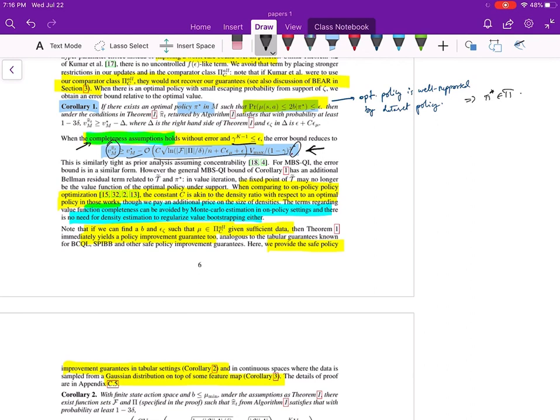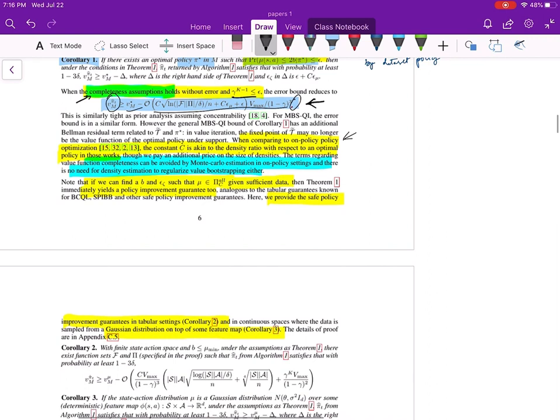So let's go ahead with the text here. When comparing to the on-policy optimization, the constant is akin to the density ratio, which we repeatedly looked at. Completeness can be avoided by Monte Carlo estimation in policy. Okay, there is no need for density estimation to regularize value. This is regarding the on-policy versions.